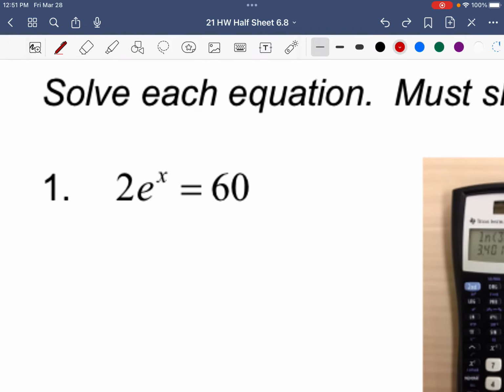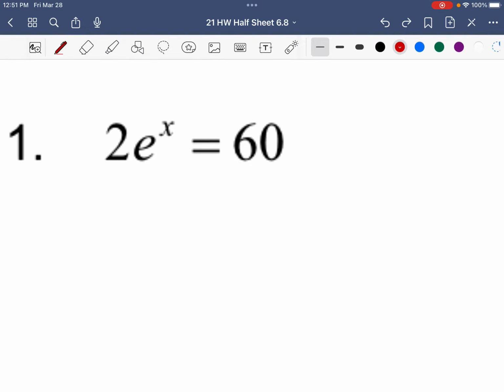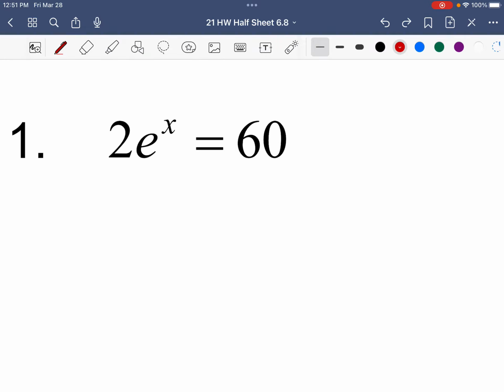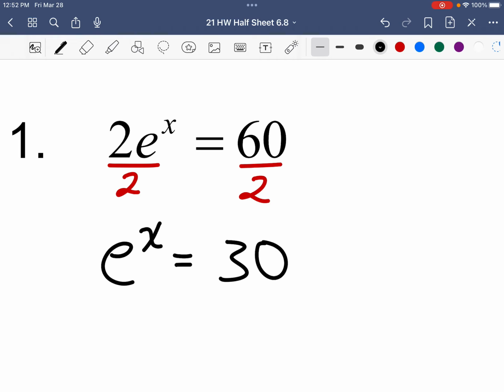So number one, 2e to the x equals 60. Now this is an exponential equation because x is in the exponent, and that means we want to try to isolate the heart of the problem, the e to the x. So if you want to isolate that, you got to do the dividing by 2 first. You always want to take care of those numbers that are on the outside. So we divide by 2, we get e to the x equals 30.